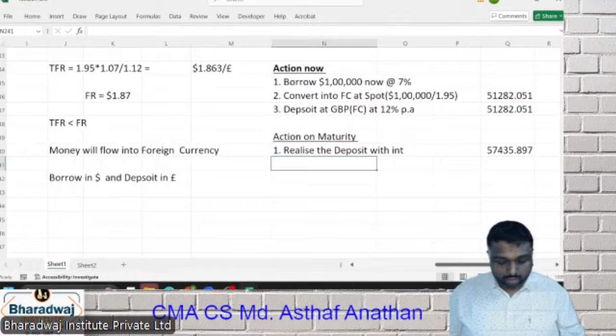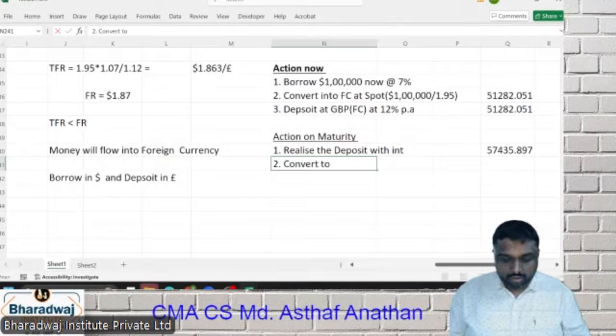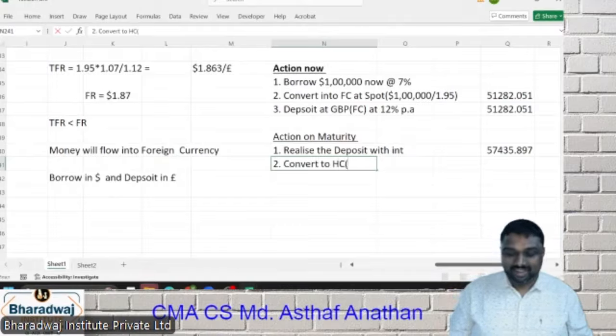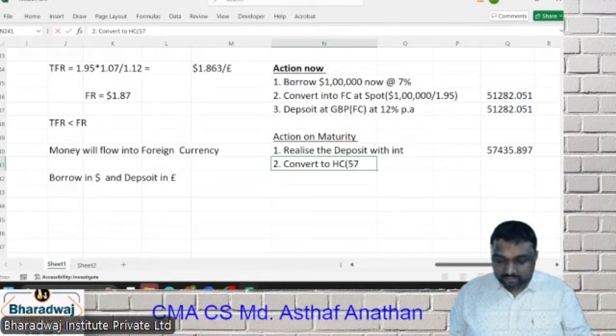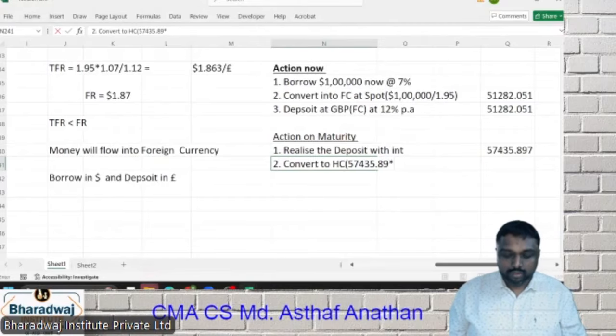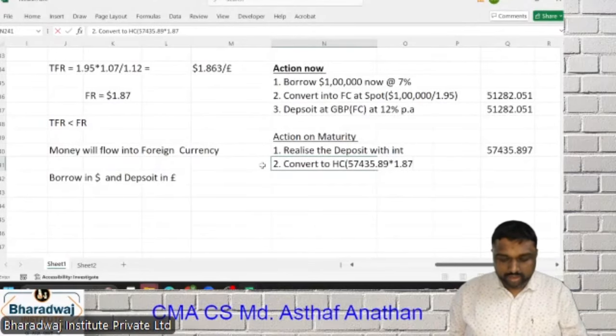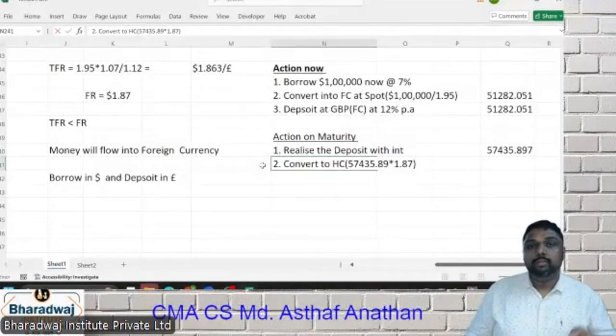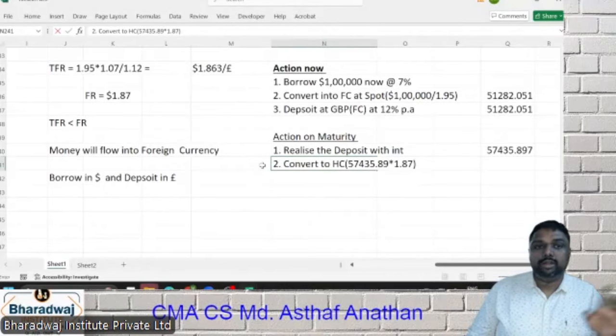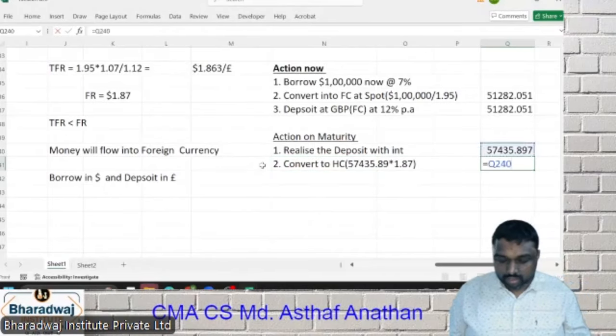So what you have to do? Convert to home currency. Now you have pounds, so you can directly multiply 57435.89 into your forward rate after 1 year, which is 1.87. You can directly multiply because GBP is in the denominator, so it is a direct quote and you can multiply. So multiply by 1.87.